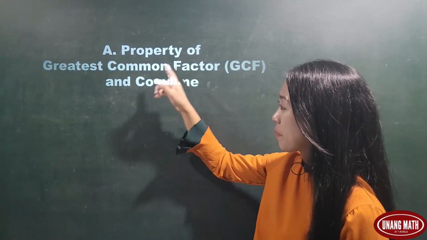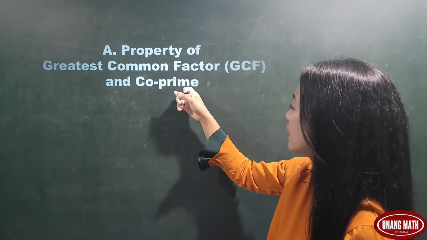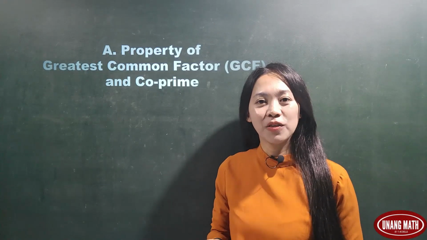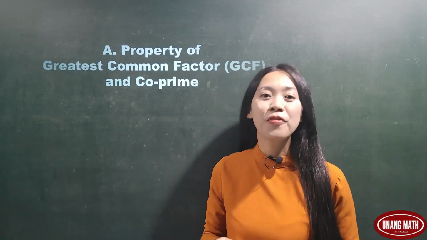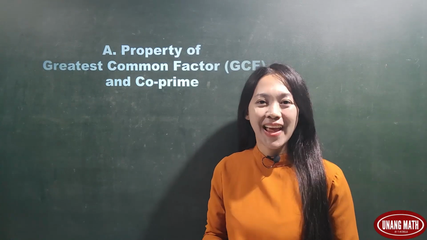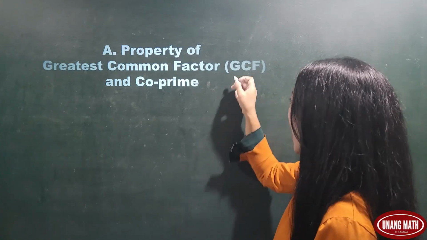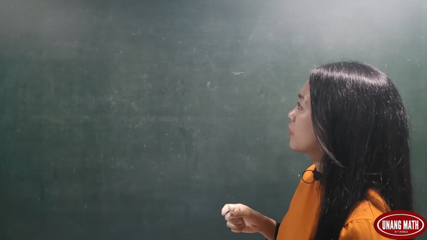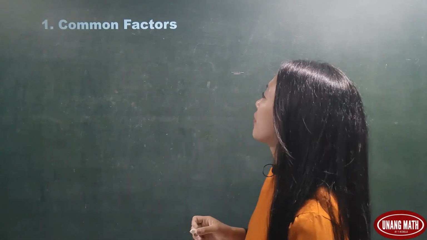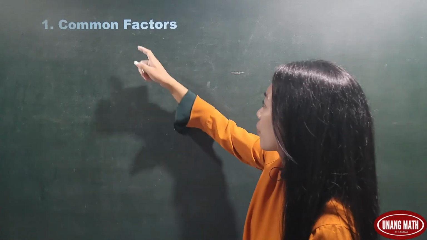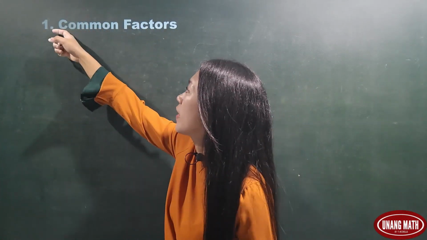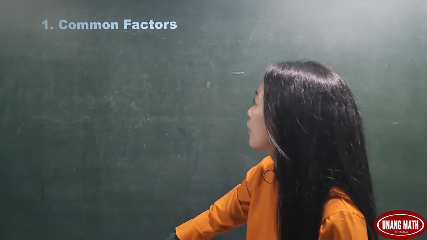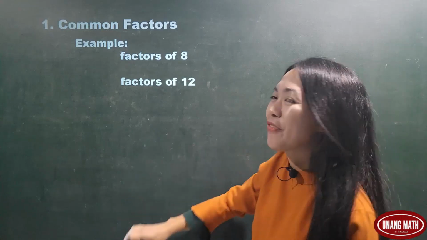Let's start with the property of greatest common factor or GCF and coprime. We already studied greatest common factor, so this will just be a brief review. And for the rest of the lecture, I'll just be using the acronym GCF. To find the GCF of numbers, first, we have to know the common factors. When we say common factors, these are factors that are common to numbers. To find the common factors, we have to know the numbers' factors.